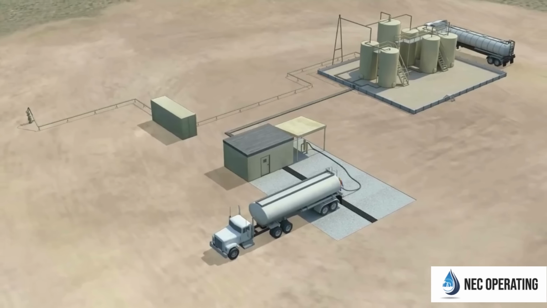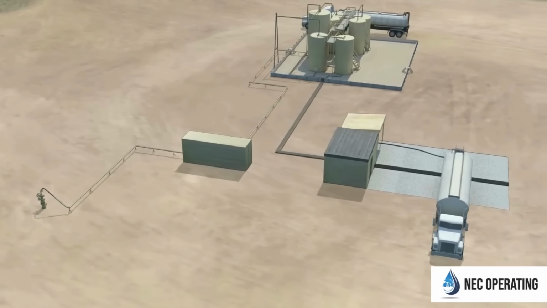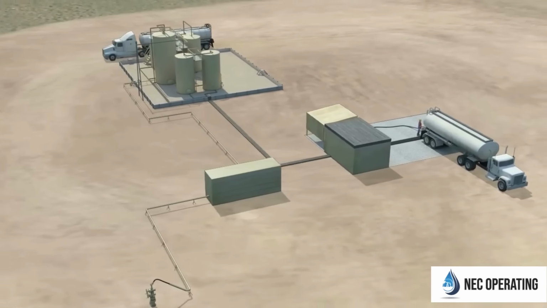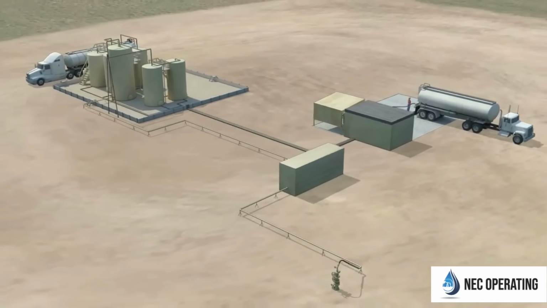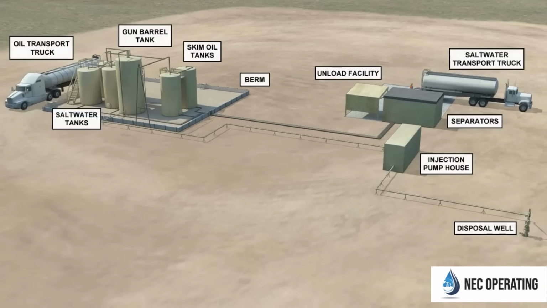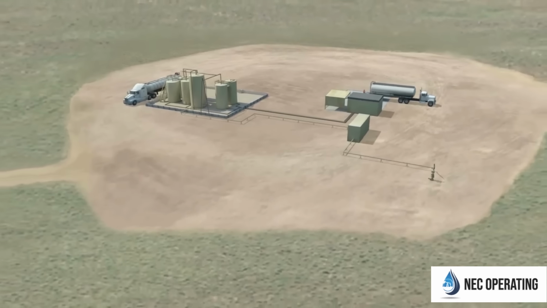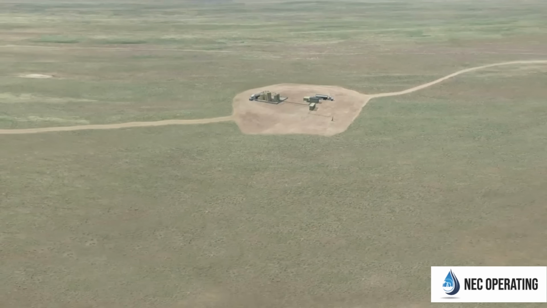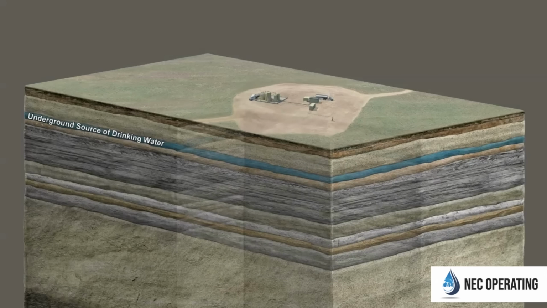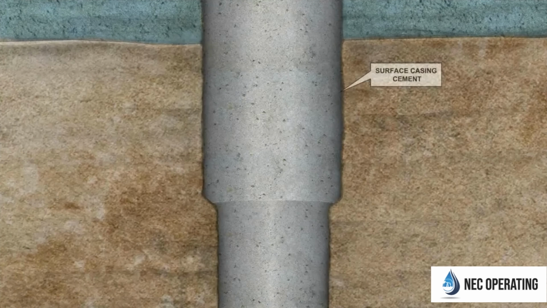This process has been carefully regulated since the 1970s by the EPA through the Underground Injection Control Program, which was established for the protection of underground sources of drinking water. All Class II disposal wells are constructed with multiple surface casing designs for the purpose of eliminating the possibility of the salt water leaking into underground sources of drinking water. The following well casing design is one example of how this is done.